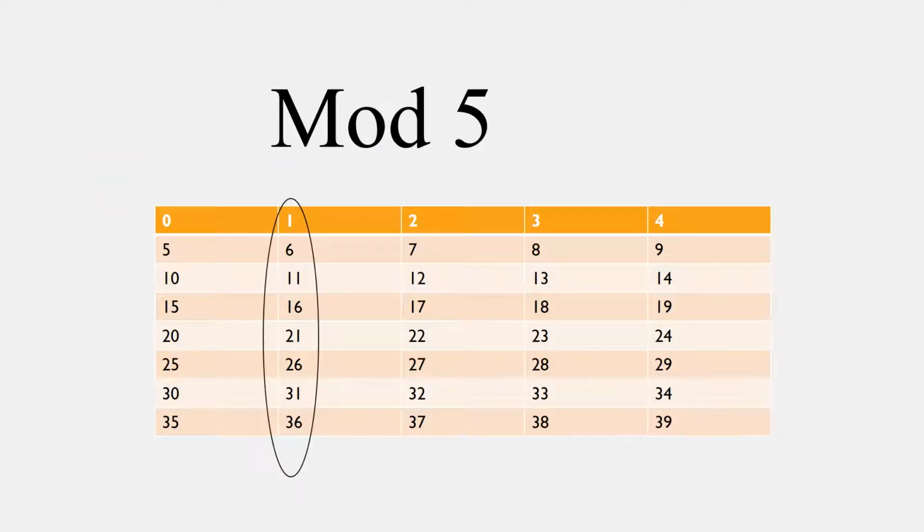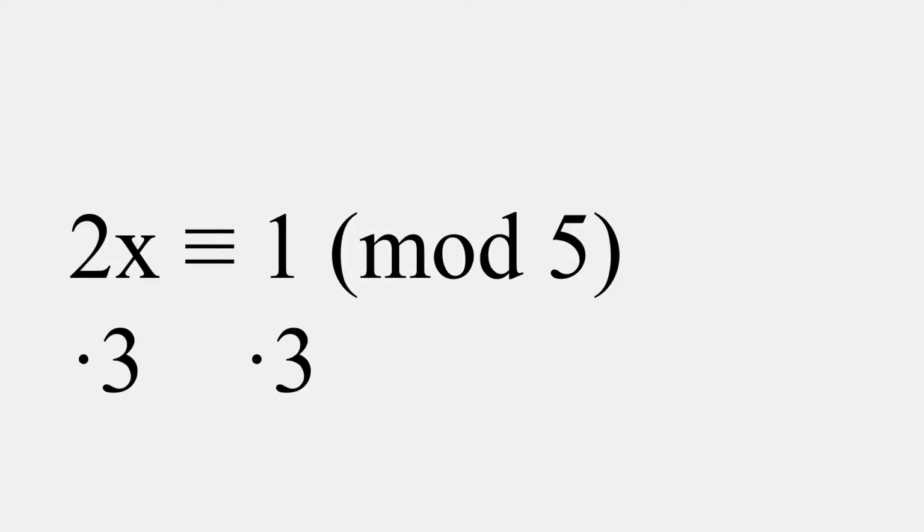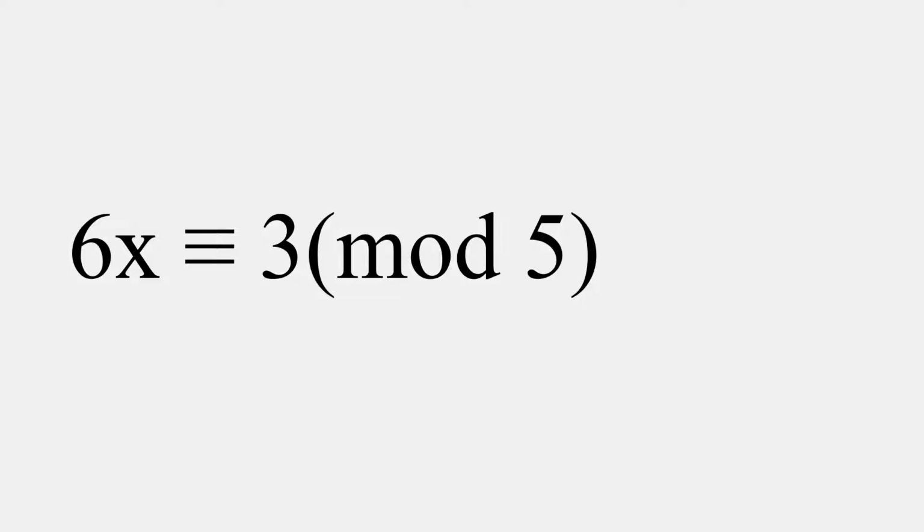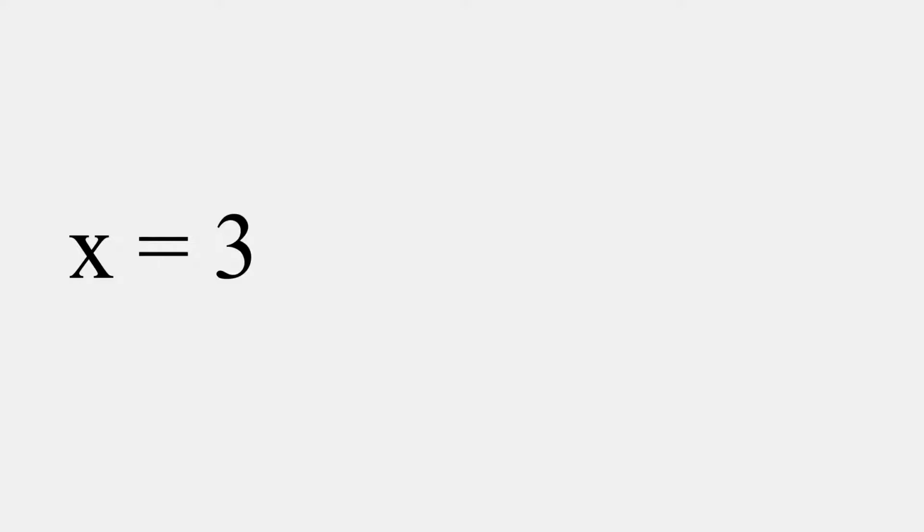We chose 3 because 2 times 3 is equal to 6, and you can see here that 6 is congruent to 1. Here we are multiplying both sides by 3. So now you get 6x is congruent to 3 in mod 5. And because 6 is congruent to 1, you can simplify 6x to just 1x, and your solution is x equals 3 in mod 5.